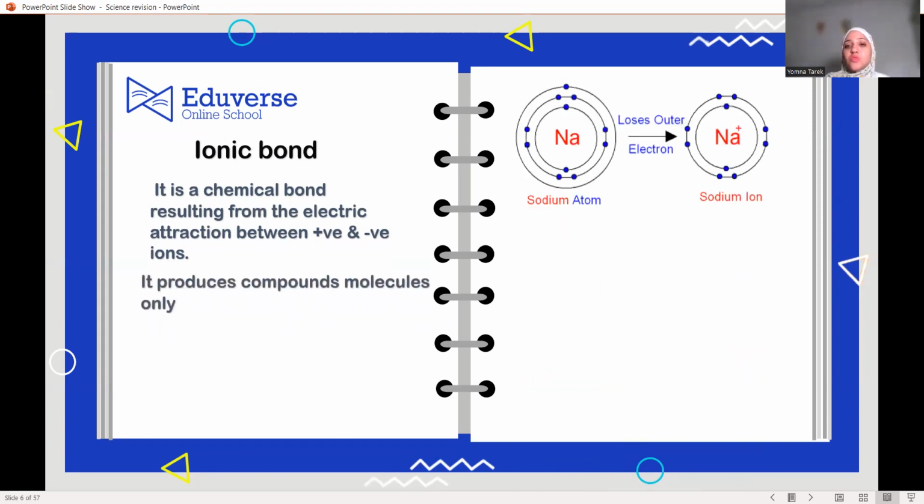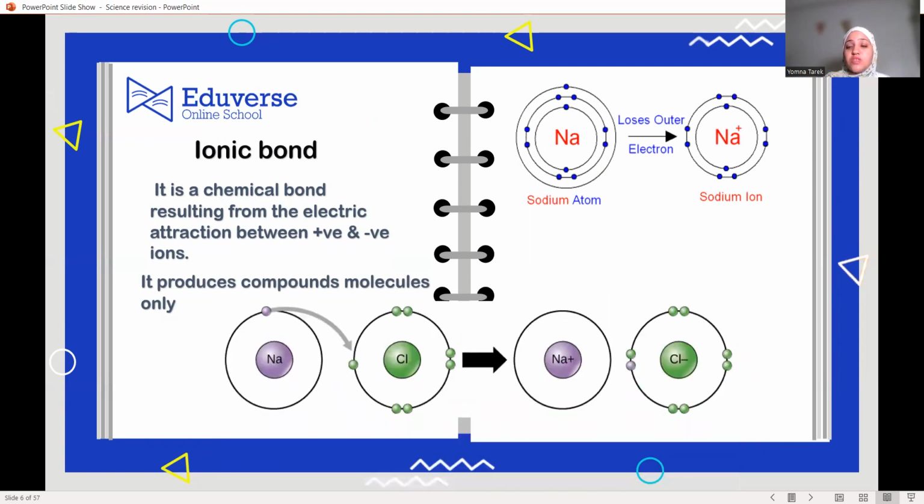Like for example, the sodium. We said that the sodium is going to lose electron. This electron is going to be gained by the chlorine. So the chlorine atom gained the electron that's lost by the sodium.